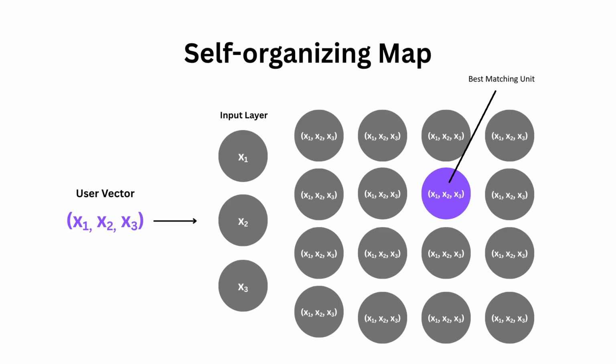The winning neuron adjusts its weights to become an even better match for the user vector, but it doesn't act alone. It pulls its neighboring neurons along with it, though to a lesser degree. This creates a ripple effect where neurons physically close to each other on the grid become mathematically similar.